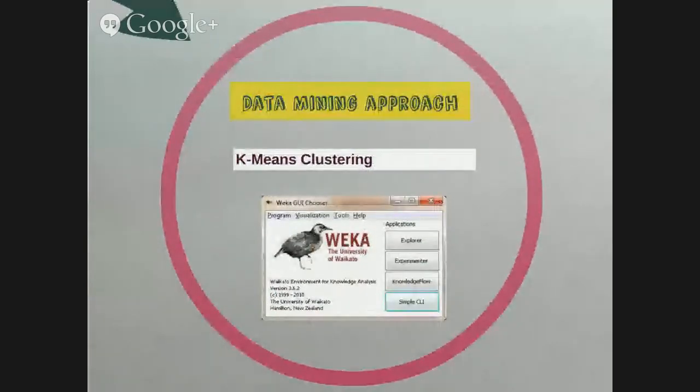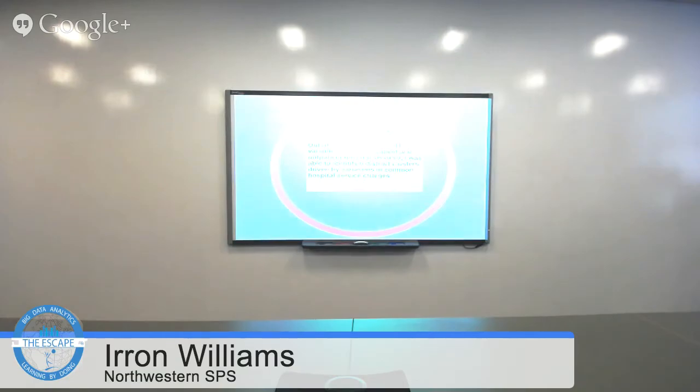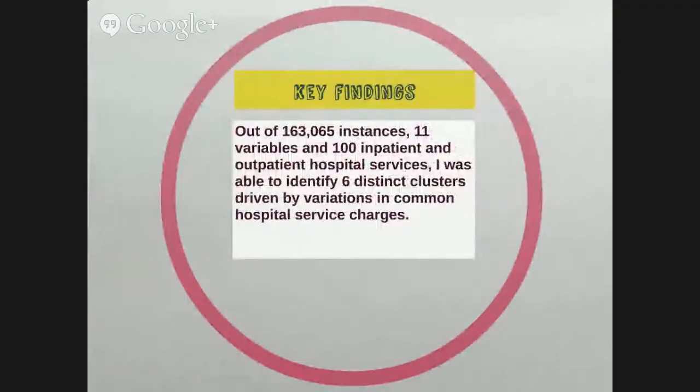We spoke about data mining. In general, data mining is pretty much a clustering methodology which identifies patterns, relationships, and trends based upon the data set. And I use Weka, I don't know the correct enunciation, to analyze the data for my particular data set. So my key findings, pretty much, of the 163,065 instances across 11 variables.